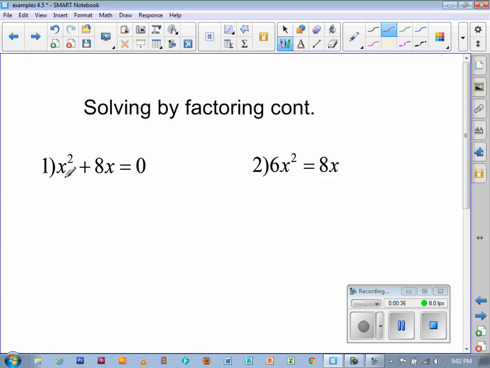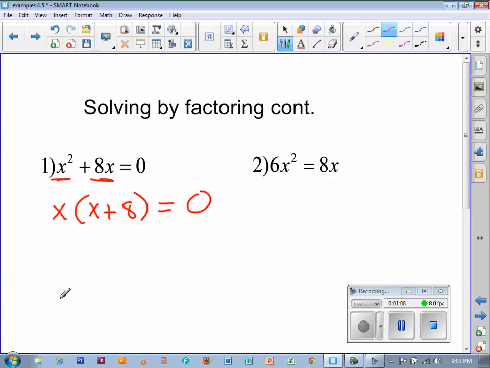So take a look at number 1. First step is to set it equal to 0, and it already is. If I look at the 2 terms that I have in my equation, I see that there is a GCF, a greatest common factor, which in this case is x. So we factor an x out, leaving us with x plus 8 inside the parentheses. And what you have to simply do is take x times x needs to be x squared, x times 8 is 8x. So we haven't really changed anything.